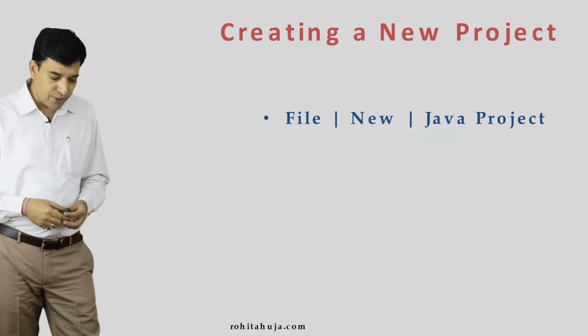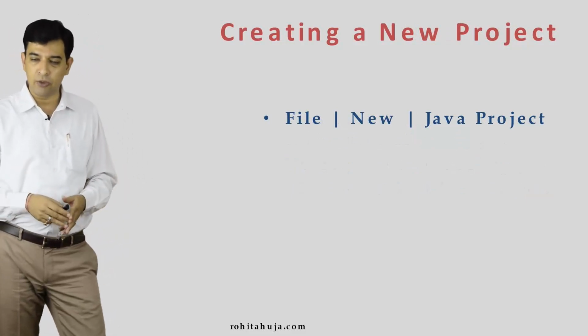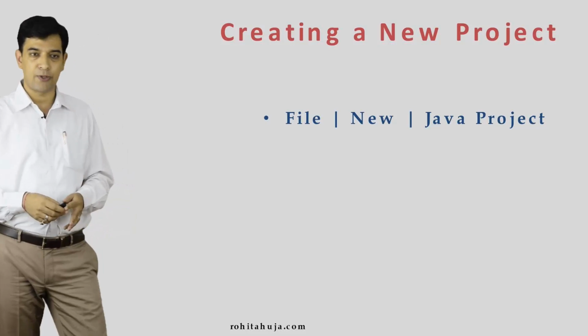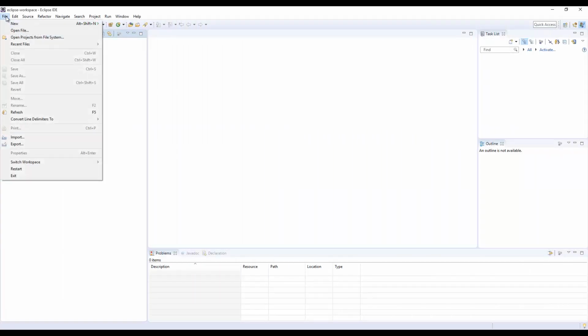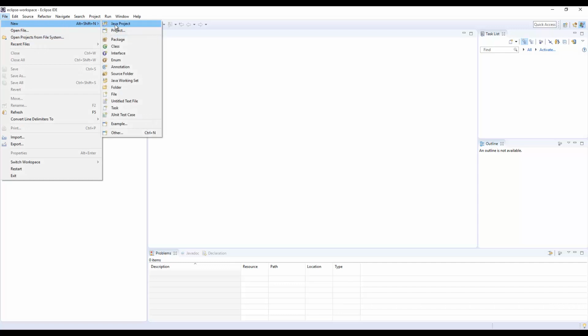Now how to create a new project? To create a new project, you need to go to the file menu, select new, and then select Java project. I'll show you the demonstration. To start a new project, go to file, within file select new, within new select Java project. These options will be visible only in case the perspective is Java.